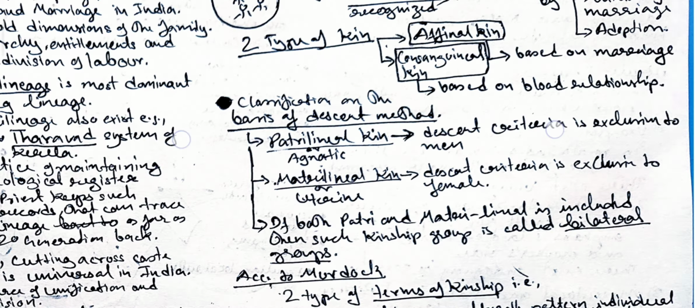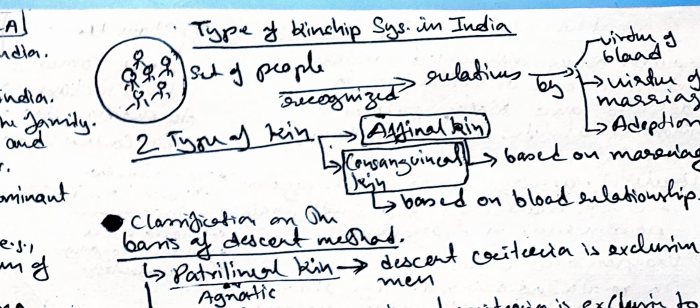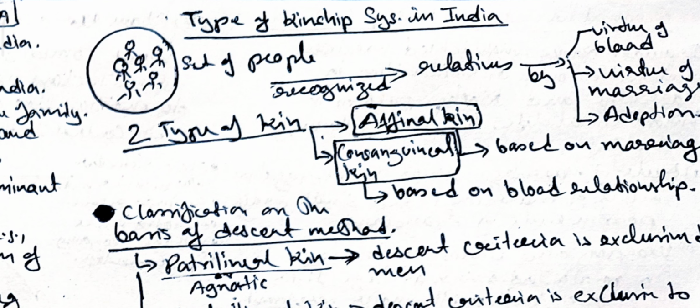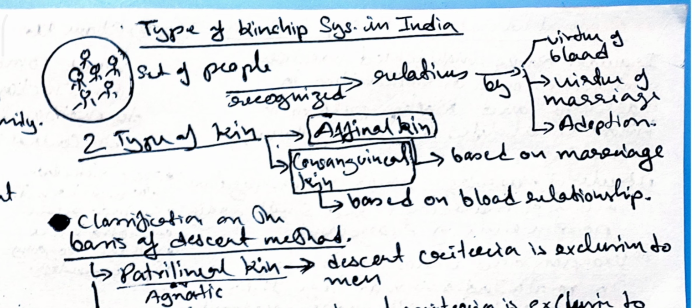Now let us talk about the kinship system, the types of kinship system. This idea is promulgated by various scholars, but we'll talk about it in general right now. A group of people recognized as relatives by virtue of blood, by virtue of marriage, or by adoption, this system is known as the kinship system.